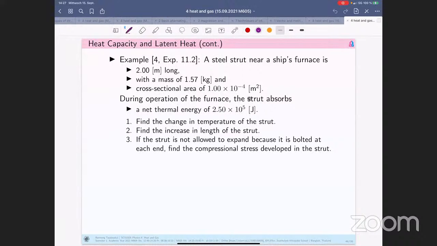During operation of the furnace, the strut absorbs a net thermal energy of 2.5 times 10 to the power of 5, 0.25 megajoule.